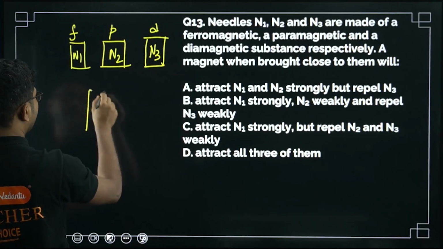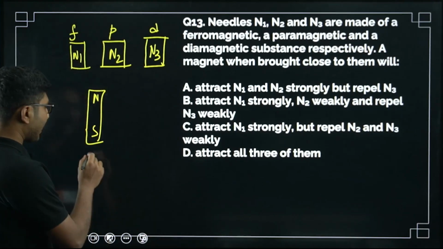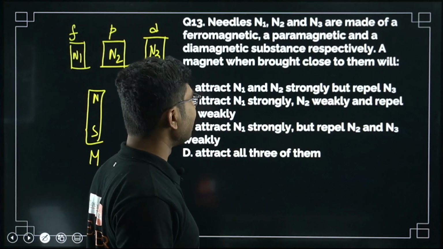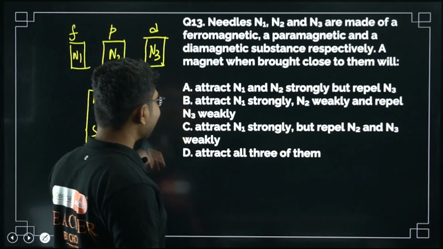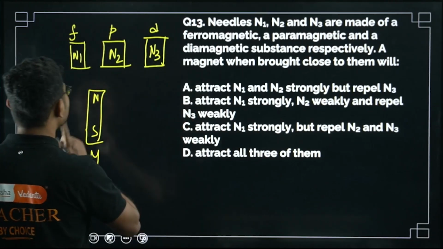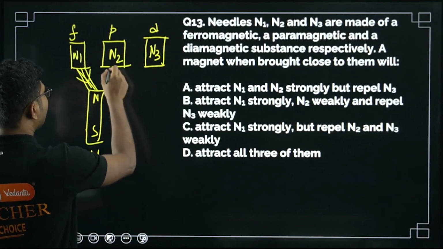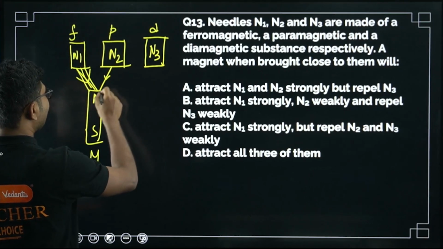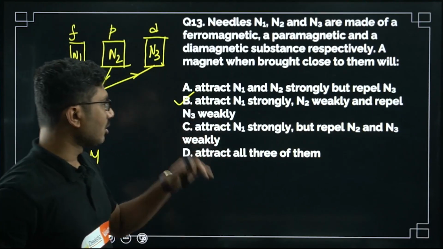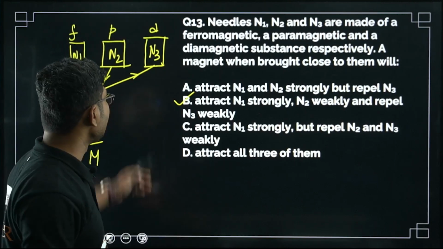Now we have a magnet, north, south. Obviously a magnet has poles. So what will happen? It will attract N1 strongly, N2 weakly and repel N3 weakly. It will definitely attract N1 very strongly, attract N2 very weakly and repel N3 very weakly. So the correct answer is option B. You can check the other option: attract N1 strongly but repel N2 and N3 weakly. No, it does not repel a paramagnetic substance.